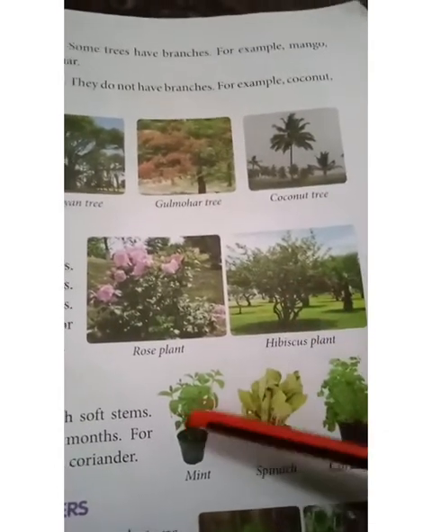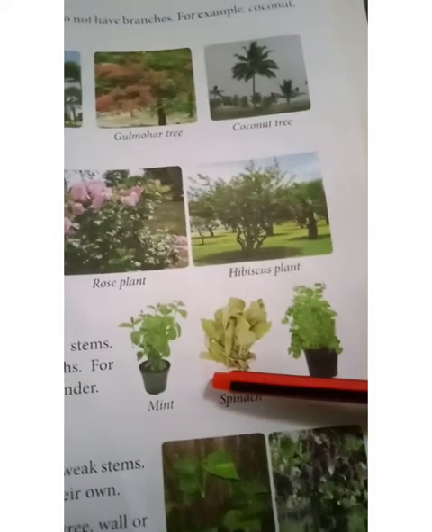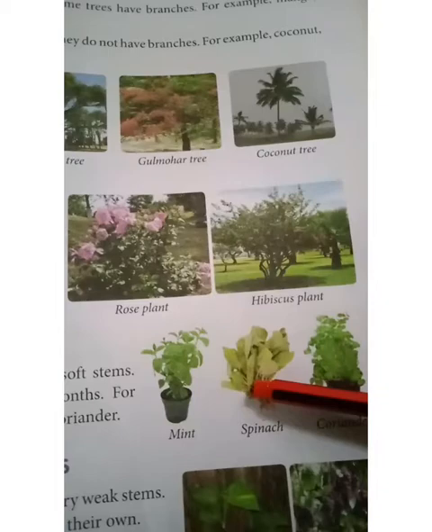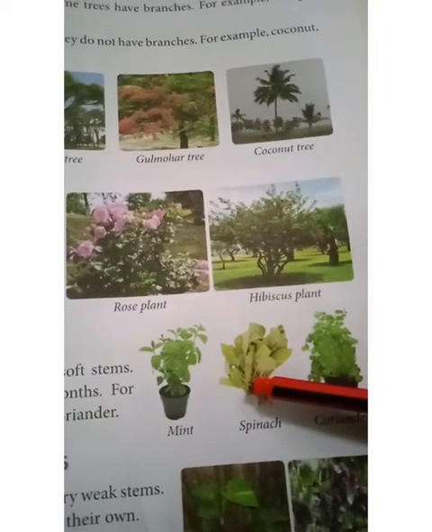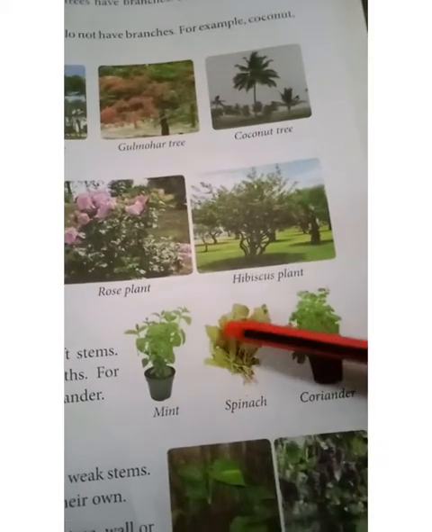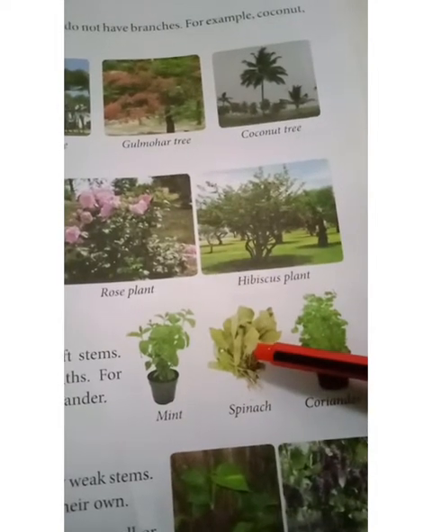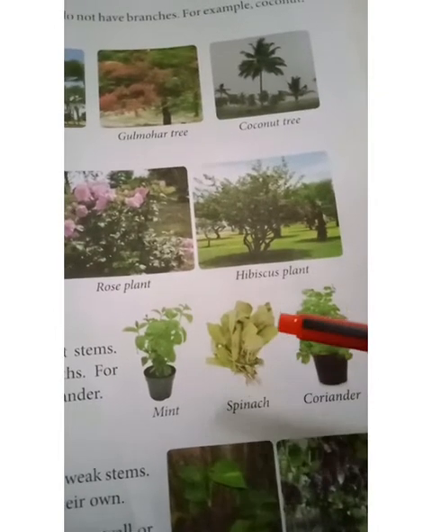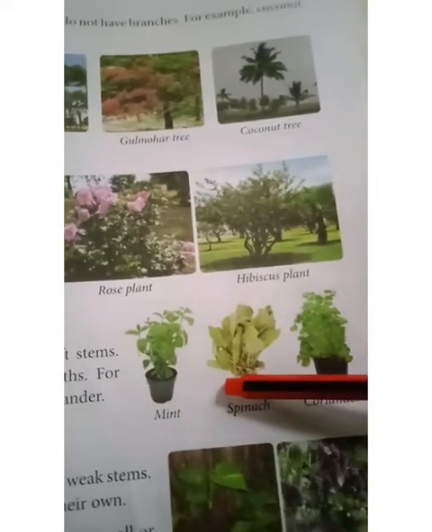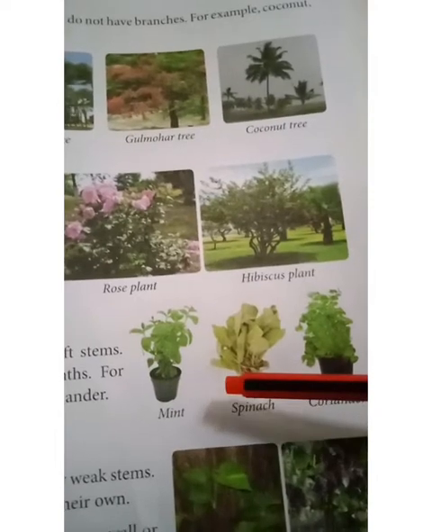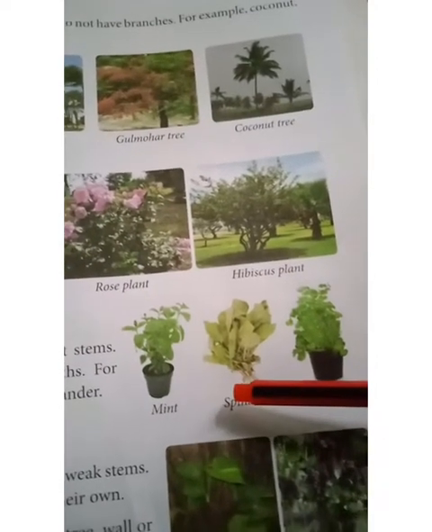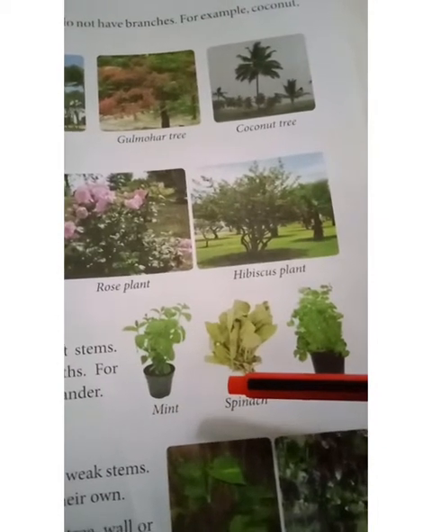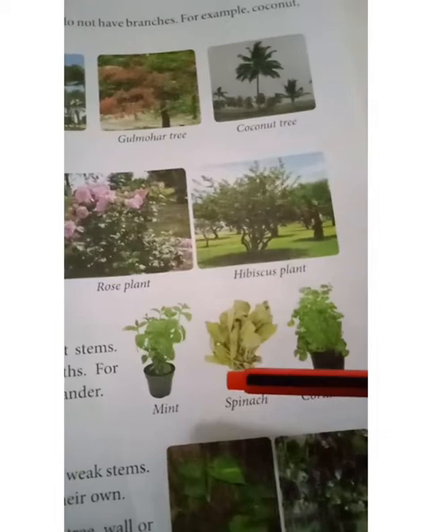Then herbs. Herbs are very small plants with soft green stems. For example, coriander plant, mint plant, spinach plant. So these all are herb plants. Herbs are small plants with soft stems. They live only for a few months.